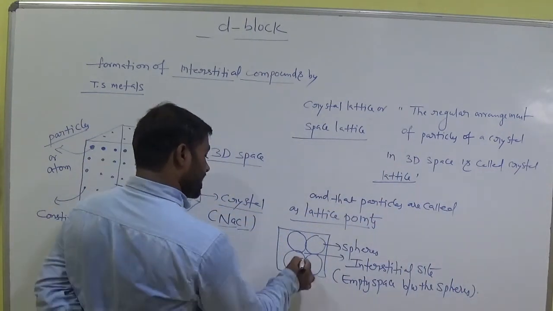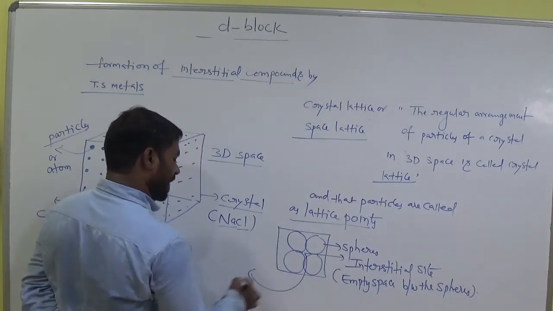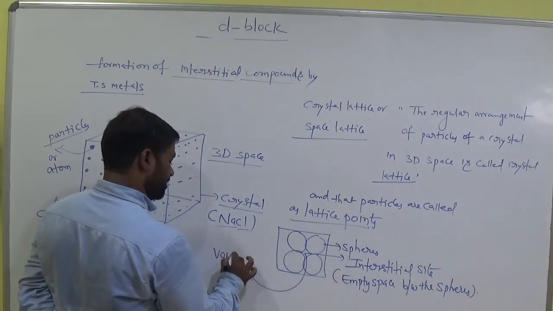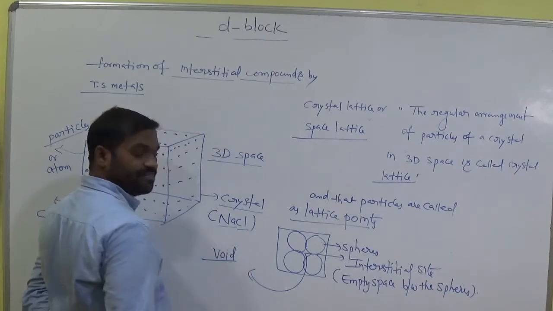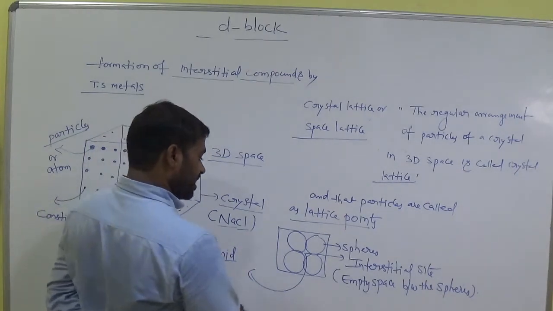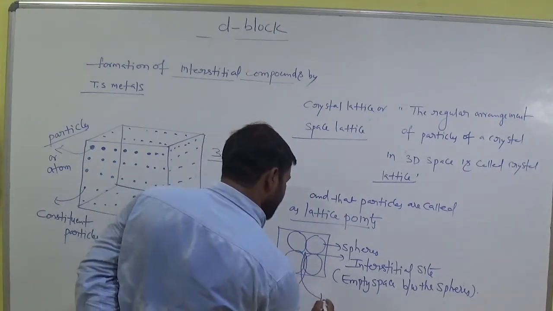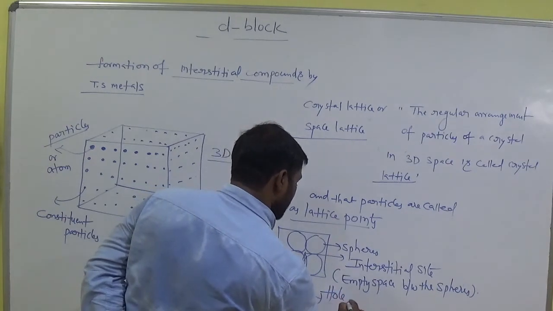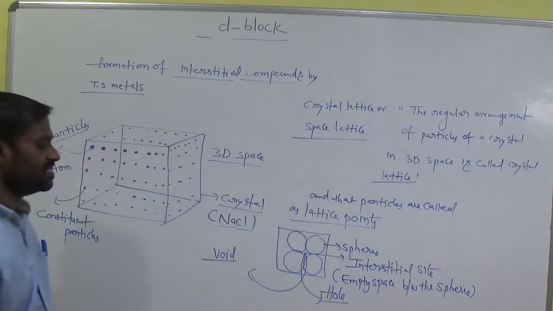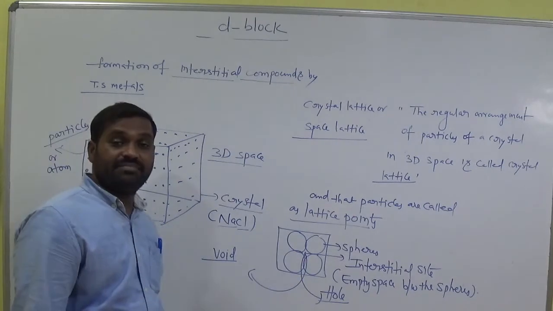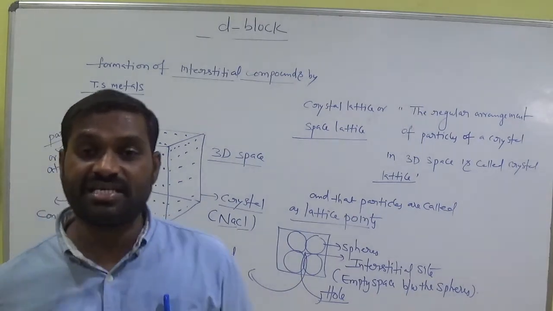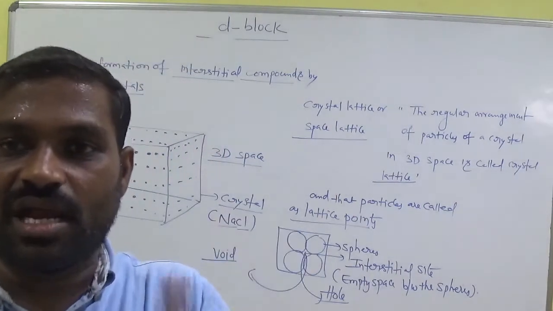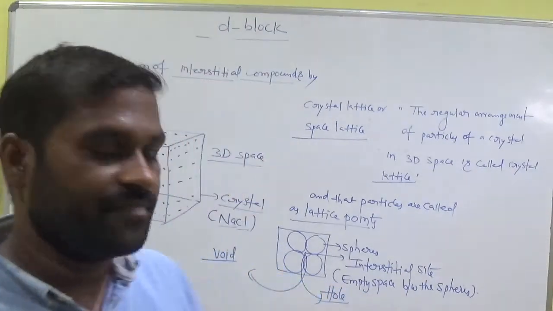Okay, or we can also call it a void. Very, very important. Void, or another name for this hole is simply hole. So this empty space is called an interstitial site in the crystalline lattice. Clear up to this one?